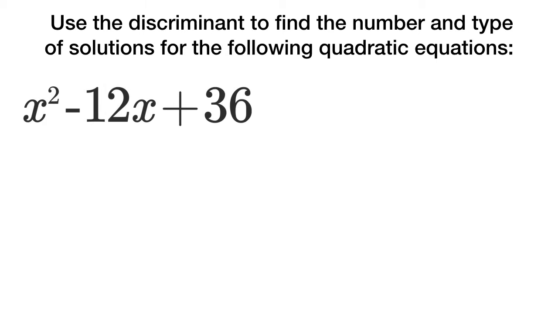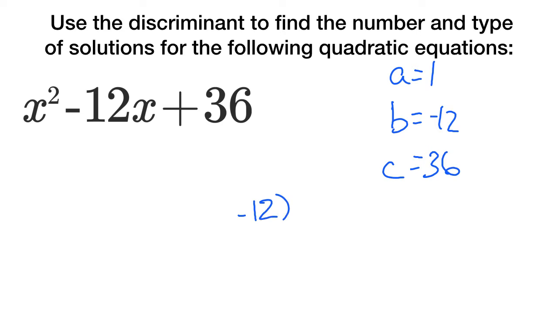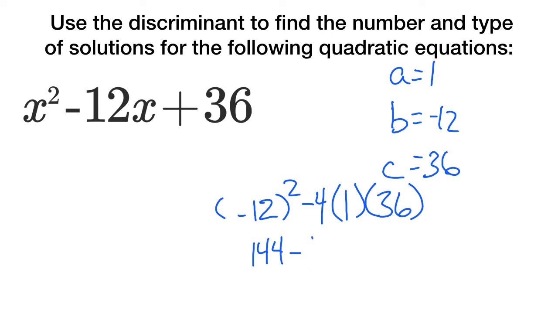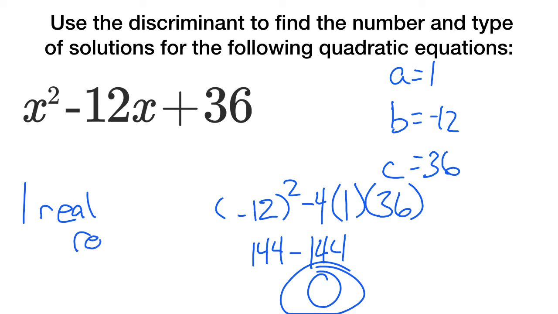All right, let's try one more. A is 1, B is negative 12, and C is 36. So, negative 12 squared minus 4 times 1 times 36. So let's see. That's 144 minus 4 times 36, which is 144, meaning 0. So there is one real root. And there you go.